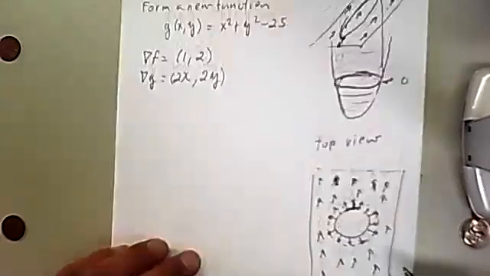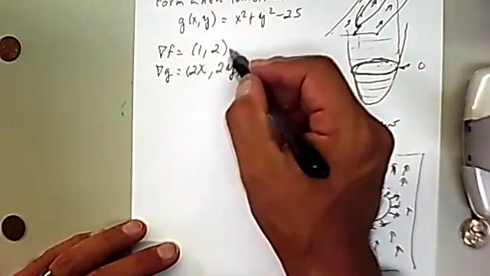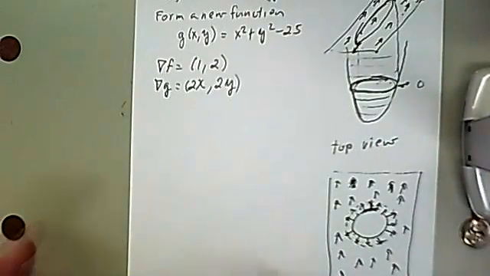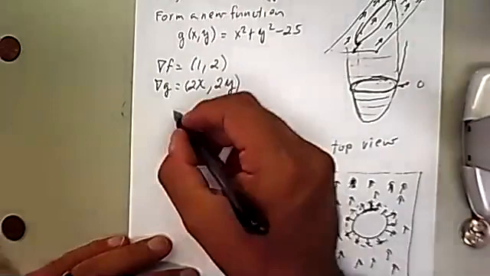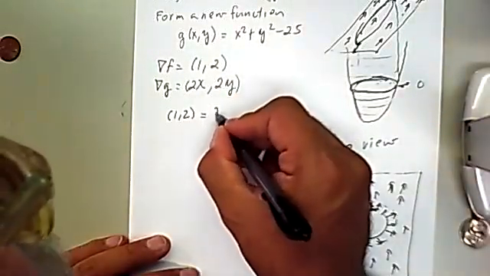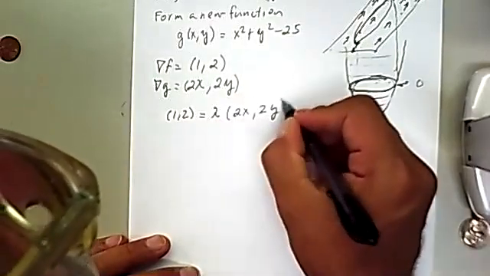And there's a system of equations we're going to form. Those two have to be parallel. In order for two vectors to be parallel, one has to be a scalar factor of the other. In other words, one could be 2 times the other, or 1/2 the other, or a third of the other, some kind of fraction or multiple of the other. So (1, 2) should be some constant times the other, (2x, 2y).